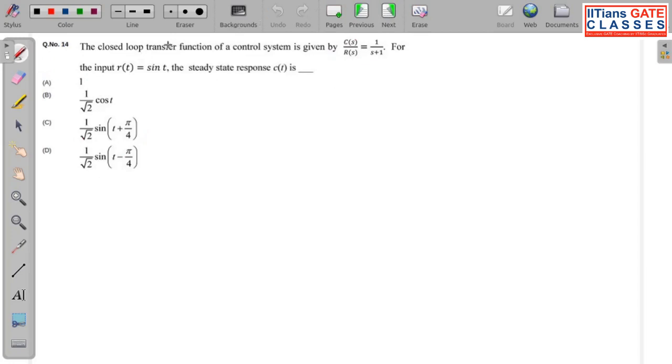So now the next question is what? The closed loop transfer function of a control system is given by C(s)/R(s) equal to 1 by (s+1). For the input r(t) equal to sin t, the steady state response is?